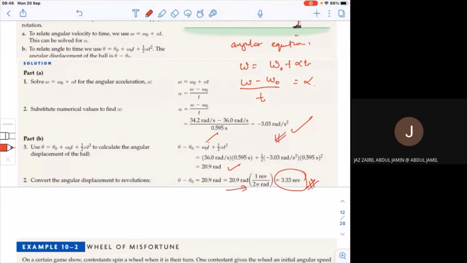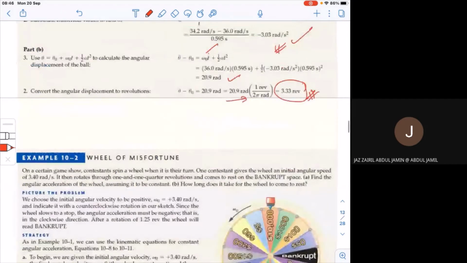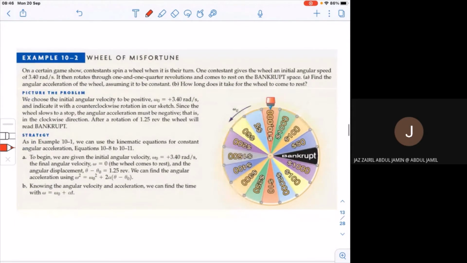All right, look at the next example. On a certain game show, contestants spin a wheel when it is their turn. One contestant gives the wheel an initial angular speed of 3.4 radian per second. This one is omega naught.